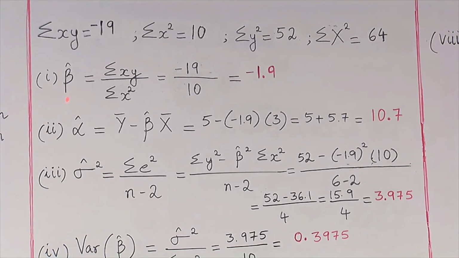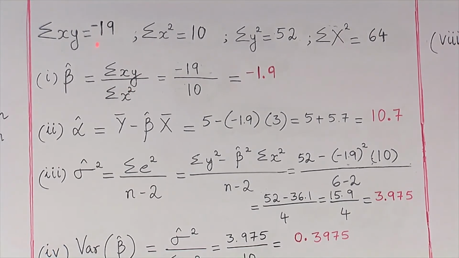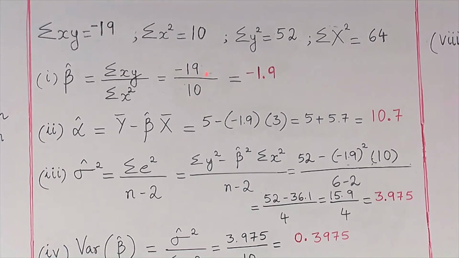As we already know, beta hat is equal to sigma small x y by sigma small x square. Substitute minus 19 for sigma small x y and 10 for sigma small x square. Minus 19 by 10 gives you minus 1.9. So, here in this case the value of beta hat is minus 1.9.